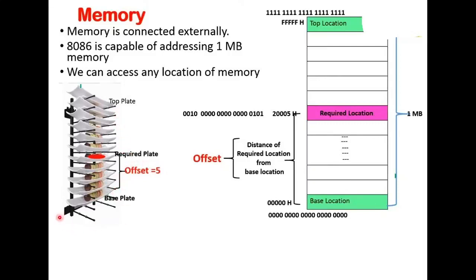It's an analogy we have given for your understanding. Plates are arranged, and somewhere my plate is there. How can I track my plate from the base location? Just compare this with this, then you can understand what offset is.